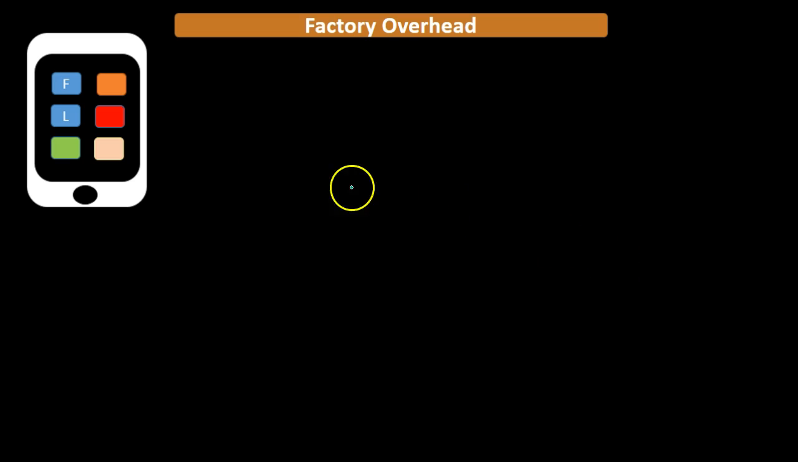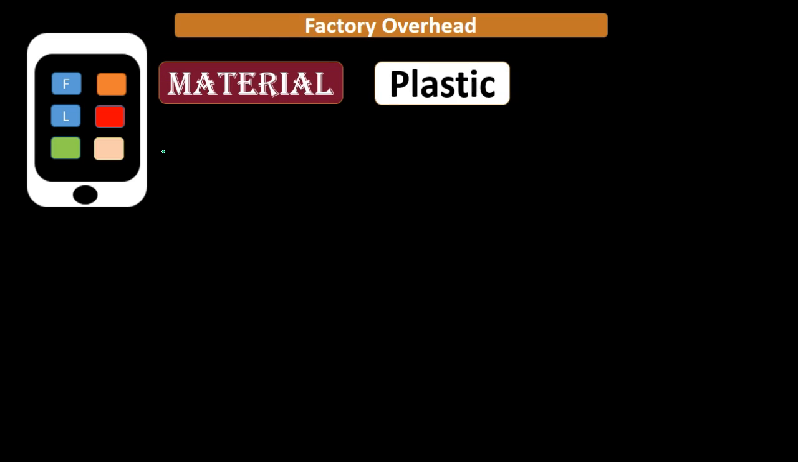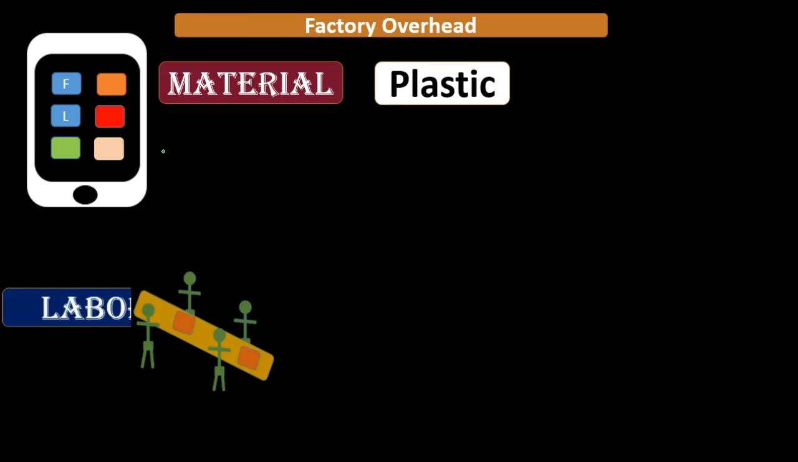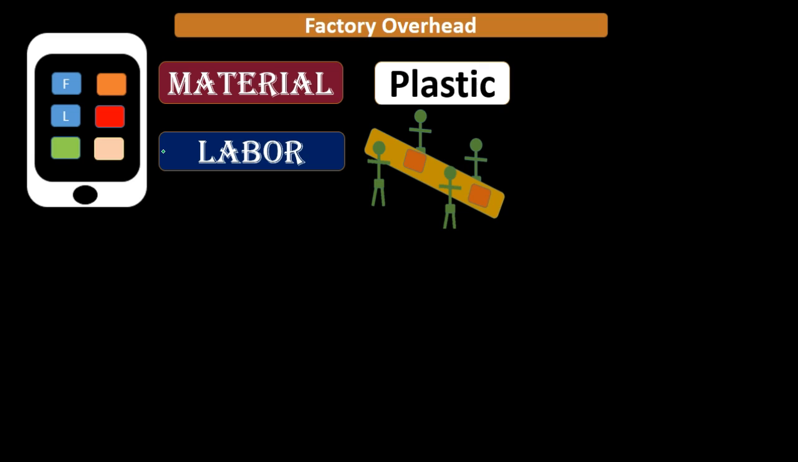For example, if we're making something like a tablet, then that tablet will consist of, as we produce it, direct materials like the plastic and the metal in it. We have the labor, the people working directly on the tablet. That's not what we're looking at here, however. We're looking at everything else.